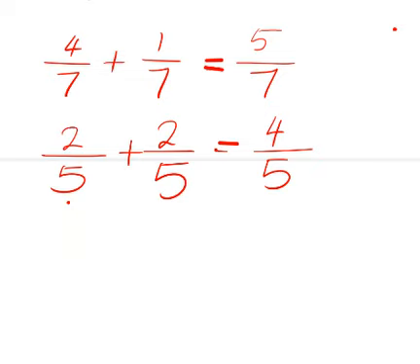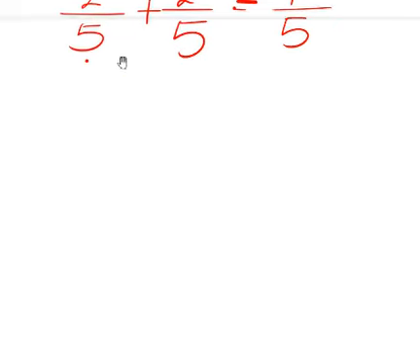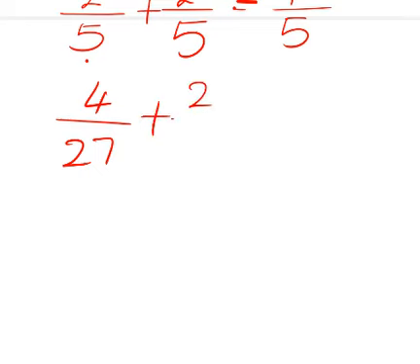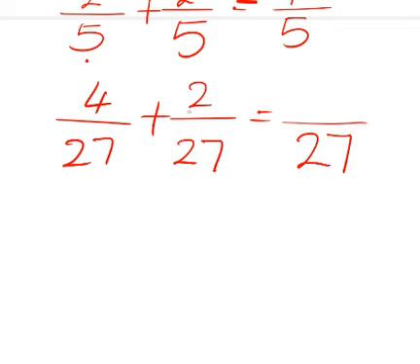For example, 4 over 27 plus 2 over 27. So we can see that the denominator is 27 for both of them. So our answer's denominator will also be 27. Then the numerator will be 4 plus 2, that is equal to 6. So the answer is 6 over 27.